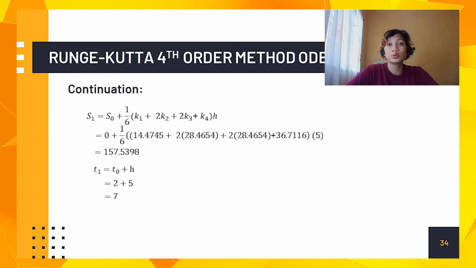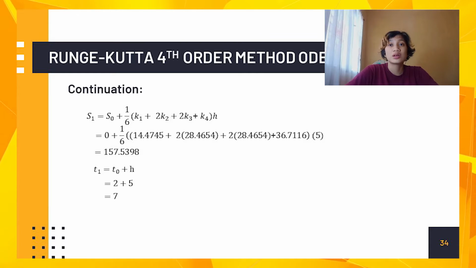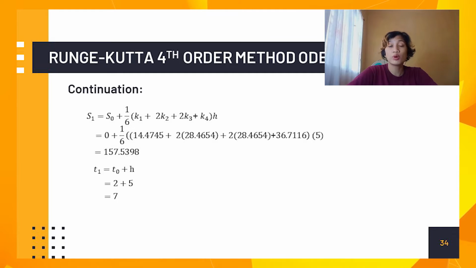For the continuation, S sub 1 is equal to S sub 0 plus 1 over 6 times k sub 1 plus 2k sub 2 plus 2k sub 3 plus k sub 4 times h. Substitute the values. 0 plus 1 over 6 times 14.4745 plus 2 times 28.4654 plus 2 times 28.4654 plus 36.7116 times 5. S sub 1 is equal to 157.5398. t sub 1 is equal to t sub 0 plus h. Substitute the values, 2 plus 5, t sub 1 is equal to 7.